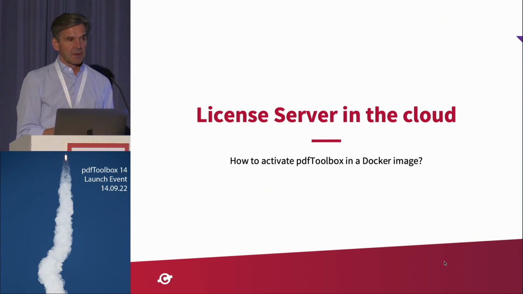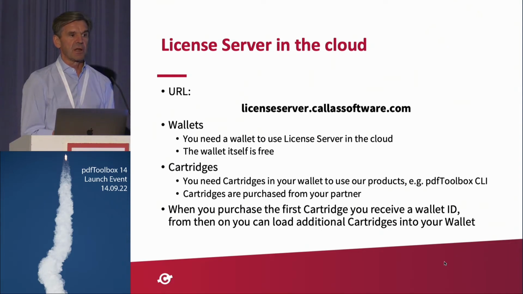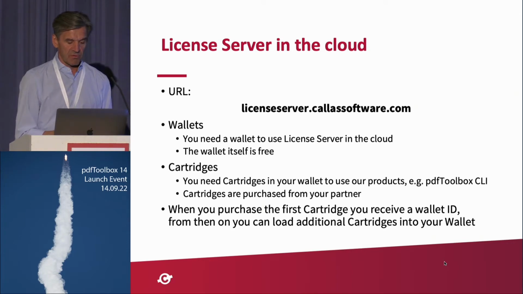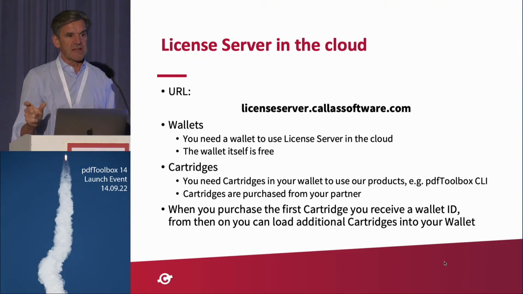We wanted to make that easier and have therefore set up a license server ourselves in the cloud. So in the future, you wouldn't have to set up your own license server. You could also use our license server that we provide. That license server already sits in the cloud and waits for you in the Amazon cloud. And you can find it at the URL licenseserver.callassoftware.com.